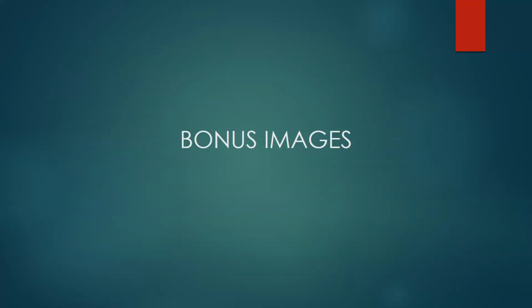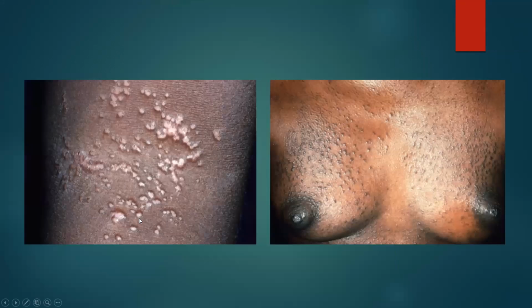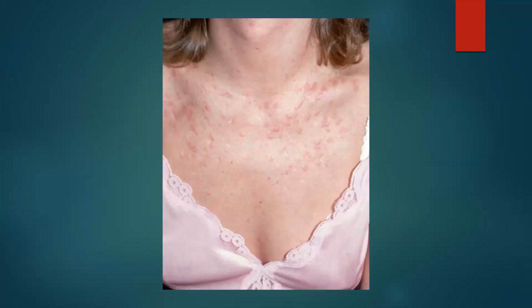Now, I included some bonus images. I'm going to literally fly through these in one minute so we can get back on time here. But just to show you how ridiculously varied these presentations can be, we're going to go into some of the rare pictures now in this last category. You can get micropapular sarcoid, where the differential would be massive. It would be very difficult to make the diagnosis of sarcoid. Here's another example of papular sarcoid.